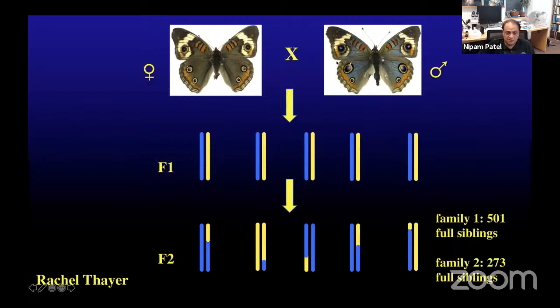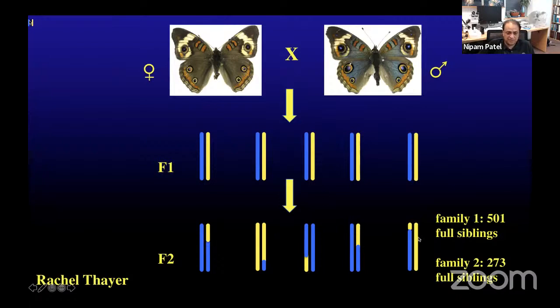Now we can use quantitative trait locus mapping to try to map the genes responsible for the blue color. So the idea is very simple. We have the blue and the brown butterflies, we mate them, we get the F1. So for every chromosome, there's an equal contribution from each of the two parents. But then we look at the F2, then we pick siblings, we make full sibling families from those F1s.